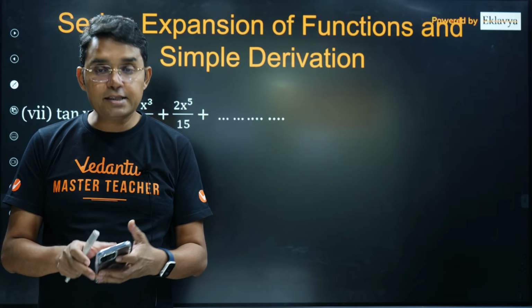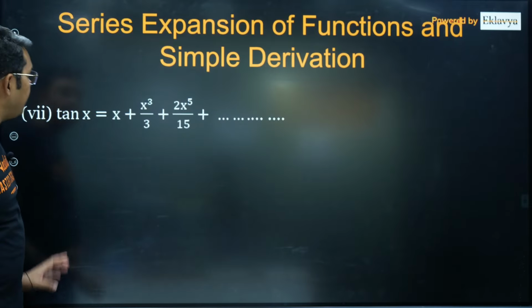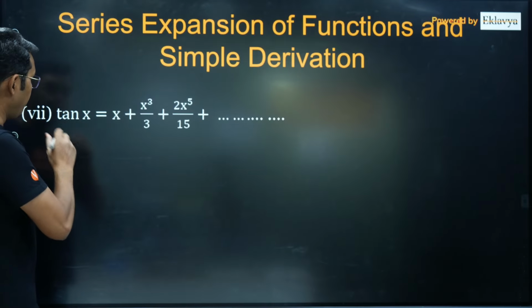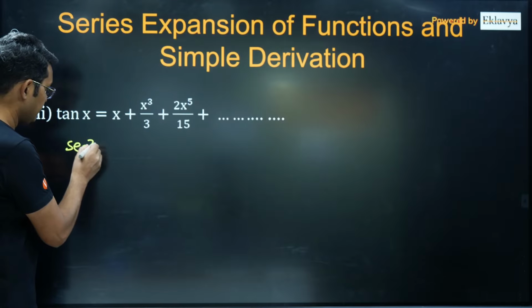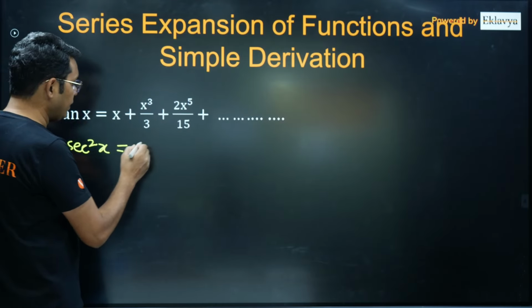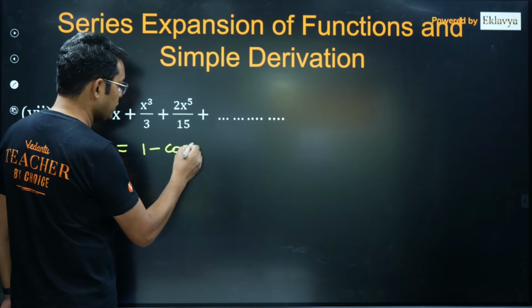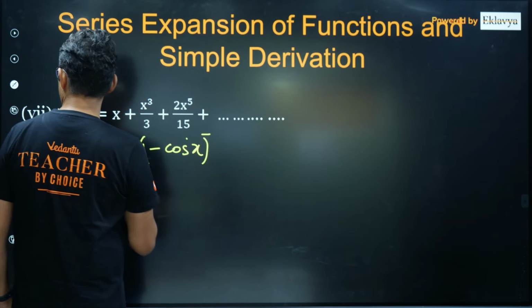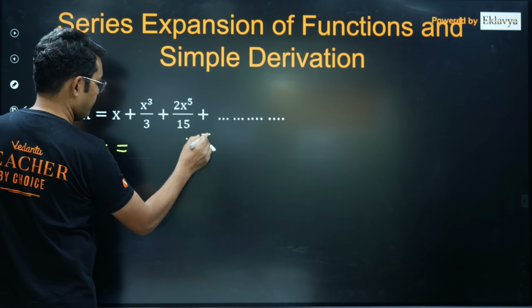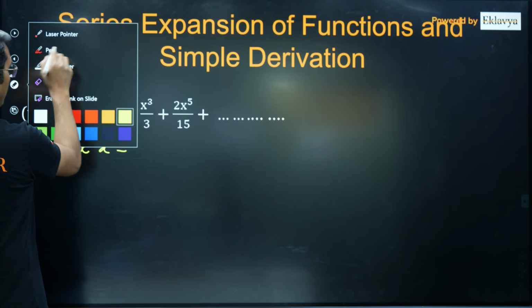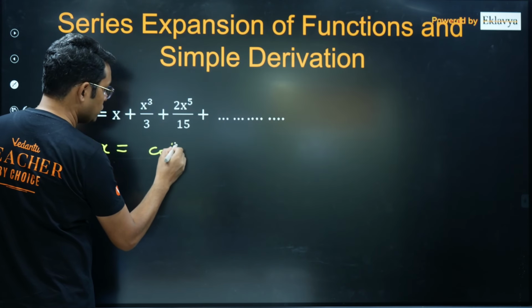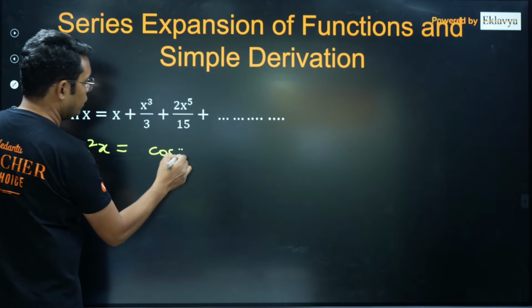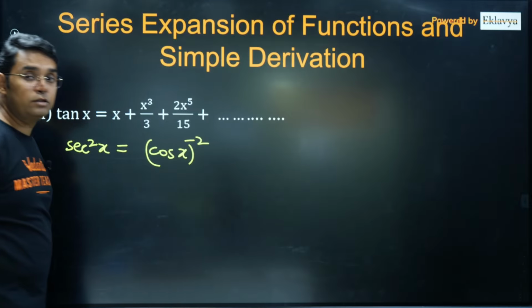Okay, now how will I derive tan x? I will be using the same thing which I did for ln 1 plus x. So I will think of the differentiation of tan x, which is secant square x. Okay, and secant square x I will write as cos x whole power minus 2. Yeah, cos x whole power minus 2.